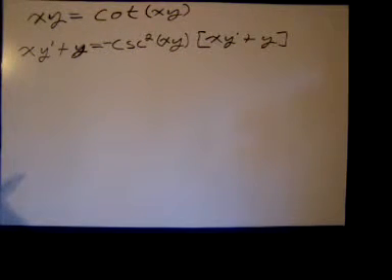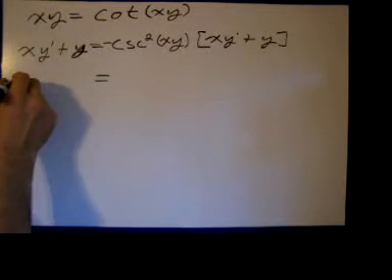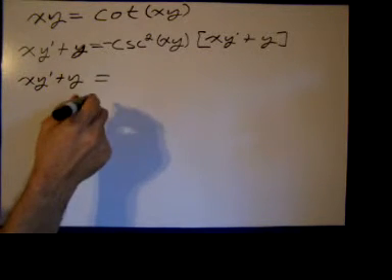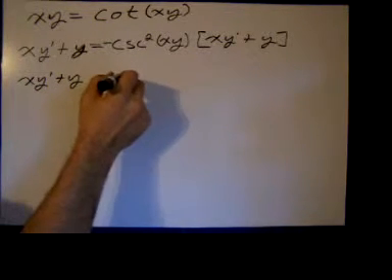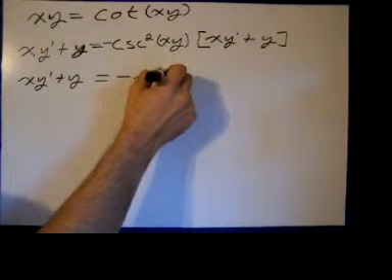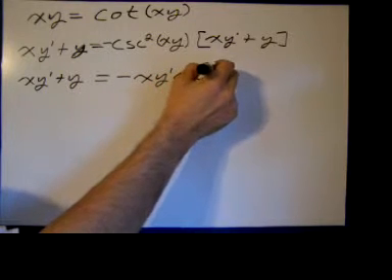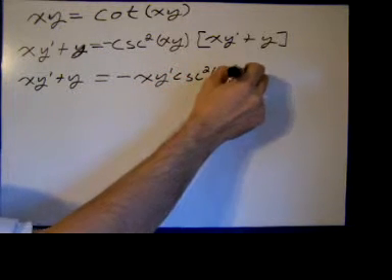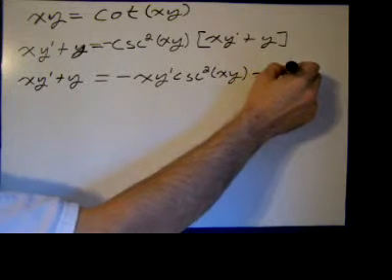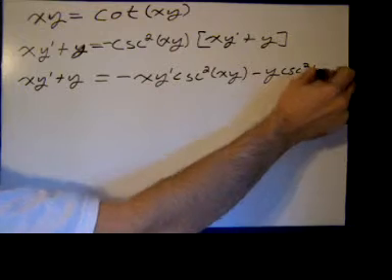Now I want to distribute this cosecant, because I want to continue to solve for y prime. So I'll have negative x y prime times the cosecant squared of xy minus y times the cosecant squared of xy.